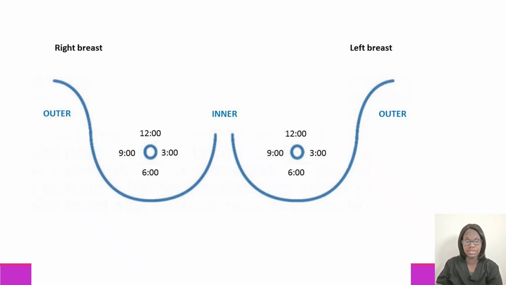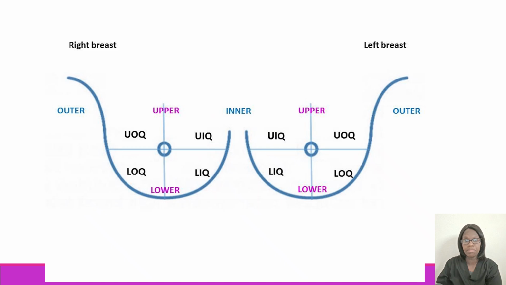So you can see right here, you have your right breast and then you have your left breast. And you see where 12, 3, 6, 9 o'clock is on the right and the left breast. It's different. On the right breast, 3 o'clock is on the inner side, but on the left breast, 3 o'clock is on the outer side. So you have to pay attention. And then these are the quadrants for y'all to look at. You have your upper inner quadrant, lower inner quadrant, upper outer quadrant, lower outer quadrant, which is different for each breast.